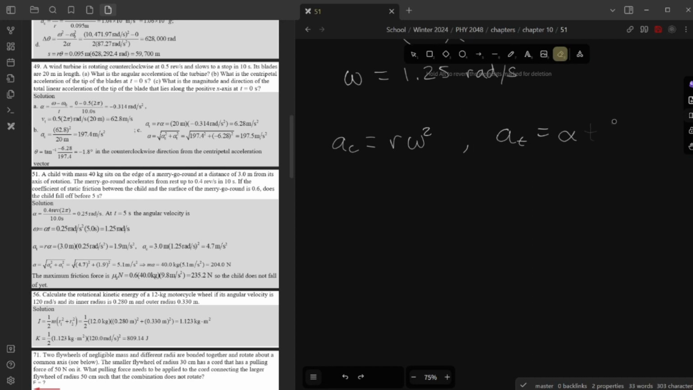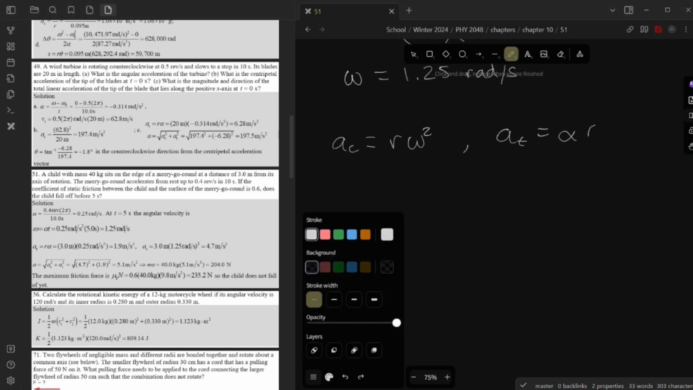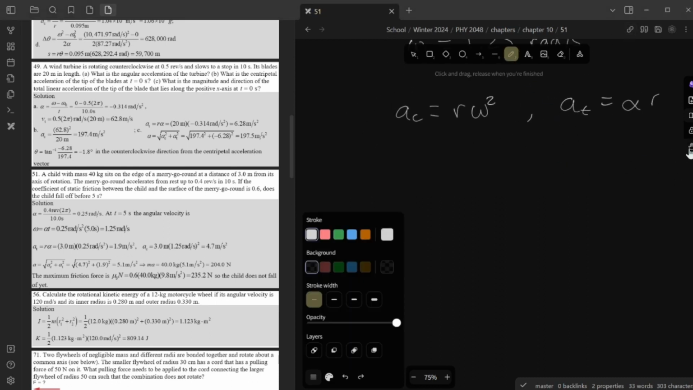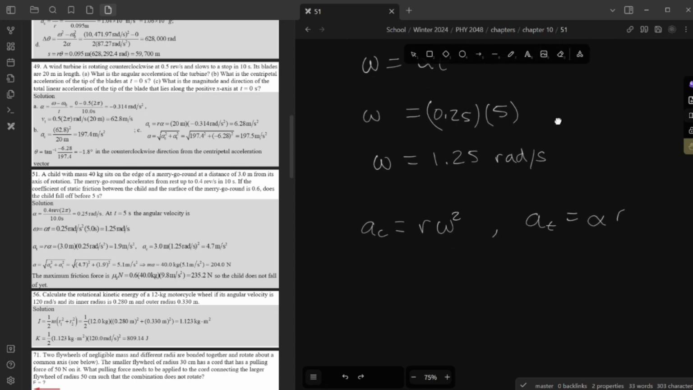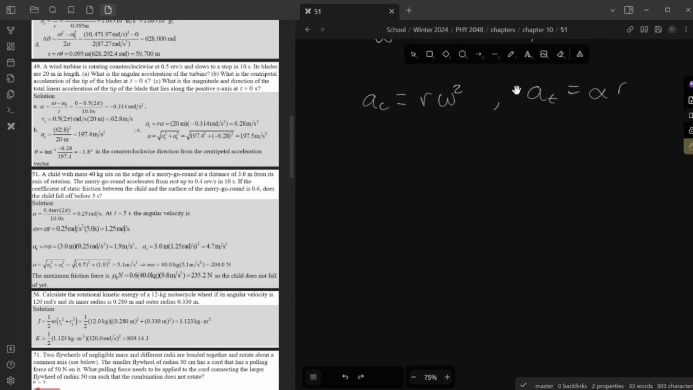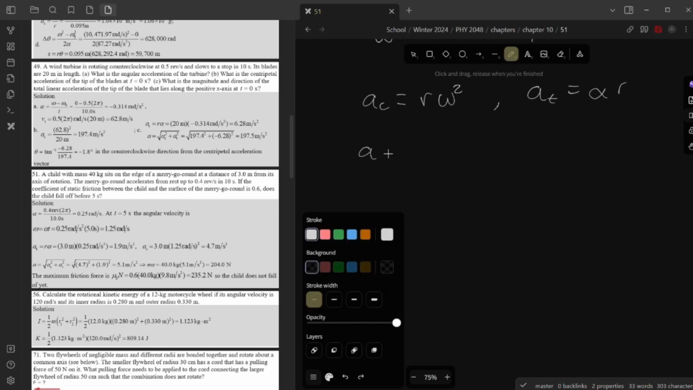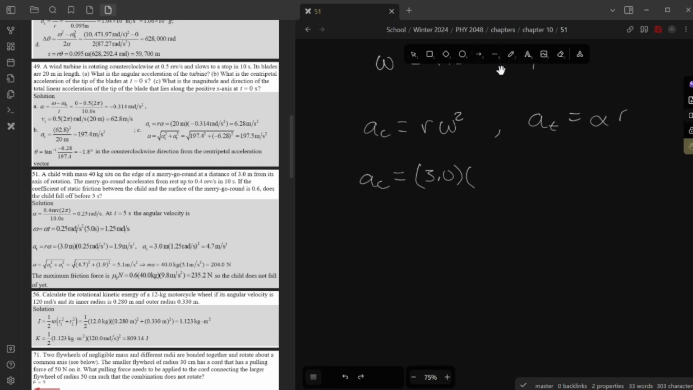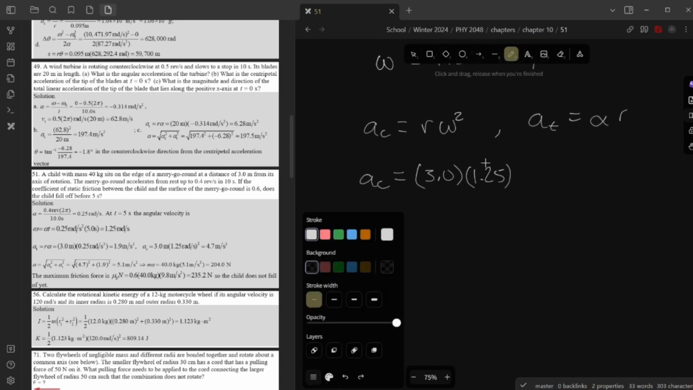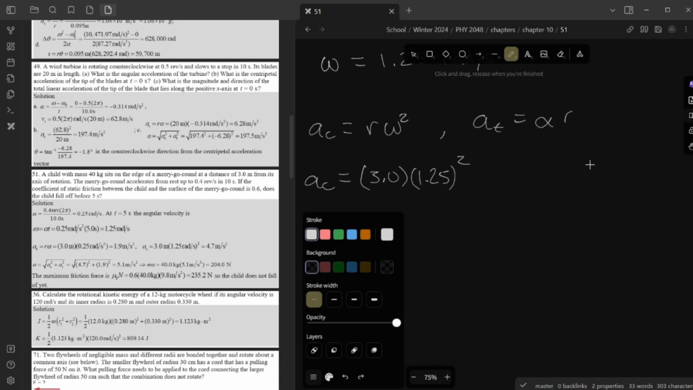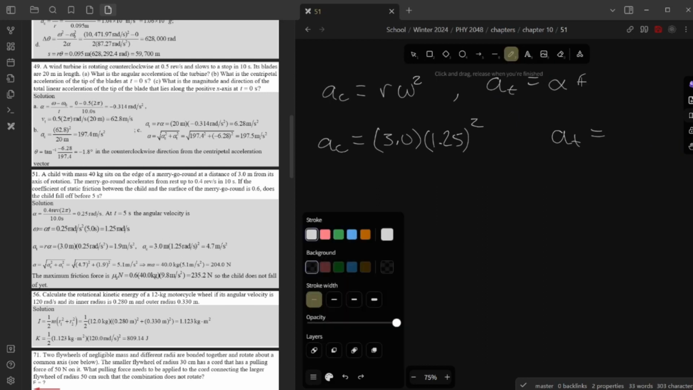Sorry, what am I saying? Not times time. Times the radius, right? Yes. Okay. So let's go ahead and plug everything in, because we already know what r is, and what omega is, we just found that. For centripetal acceleration, r was 3 meters, and our omega is 1.25, and we have to square that. We're doing them both at the same time because they're relatively easy. They're just multiplication, right?